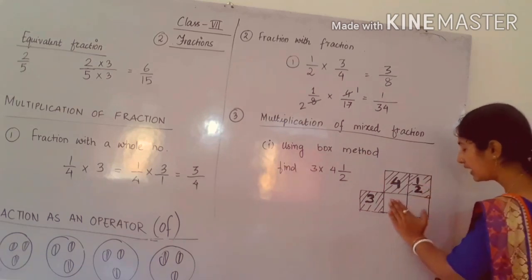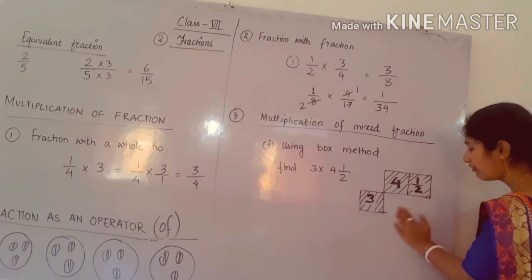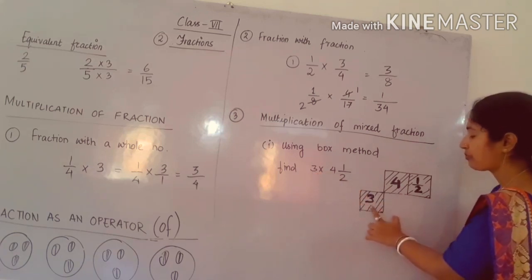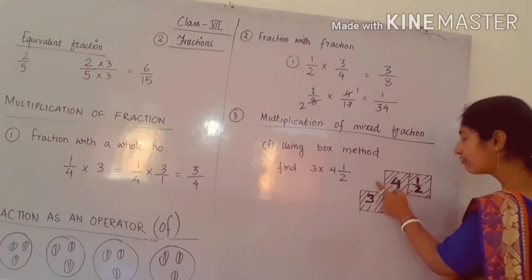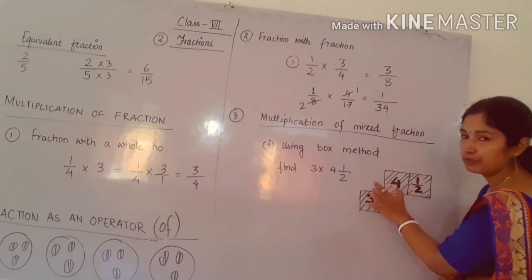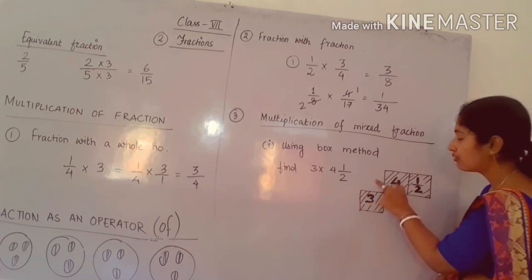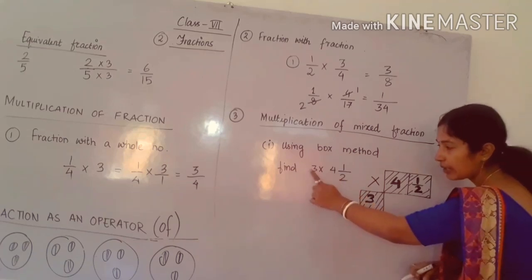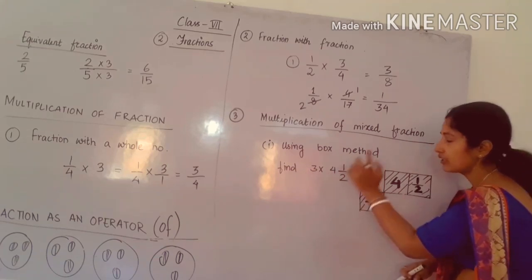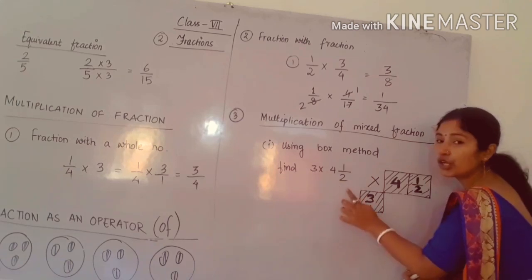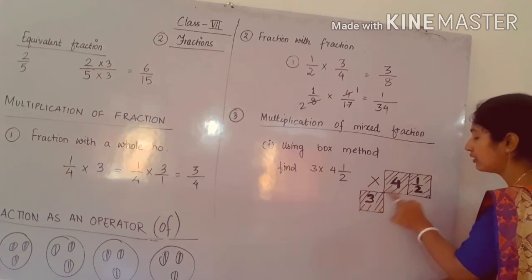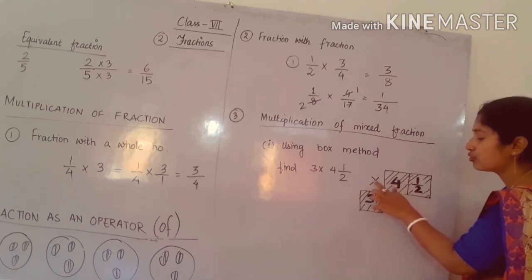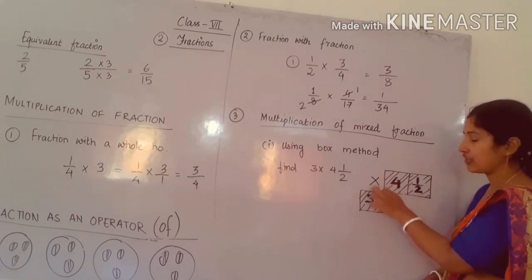First of all, you have to make this type of box. The first number you have to write is 3. You have to write here 3. Then above it, you have to vacate this space. Don't write anything. Just put multiply, because we are multiplying. We are multiplying 3 with 4 first. Secondly, we will multiply 3 with 1 by 2. So 3 into 4, then next 3 into 1 by 2. So you have to vacate this space. Don't write anything except multiplication.